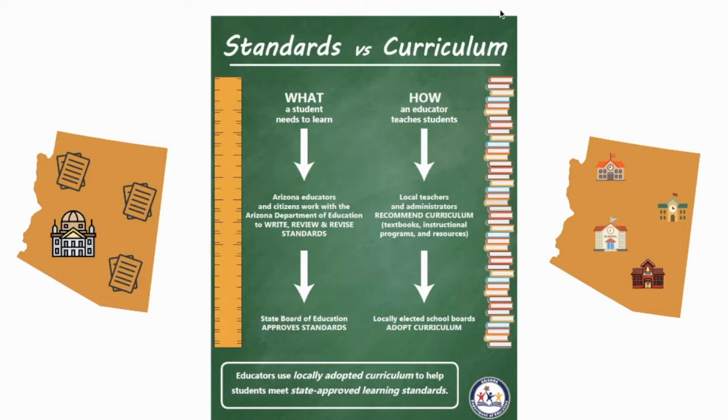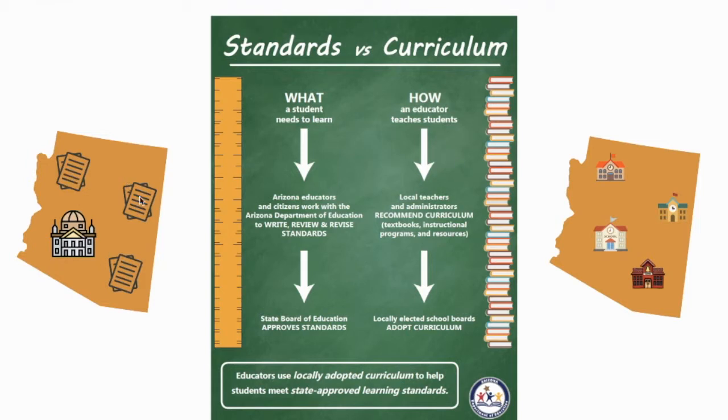Curriculum, on the other hand, focuses on how an educator teaches students. And this is based on what happens at a local level. Local teachers and administrators recommend the curriculum, for example, textbooks, instructional programs, and resources. And then locally elected school boards adopt a curriculum. In other words, the decisions about how an educator teaches students are left up to local school districts, local schools, as well as individual teachers.